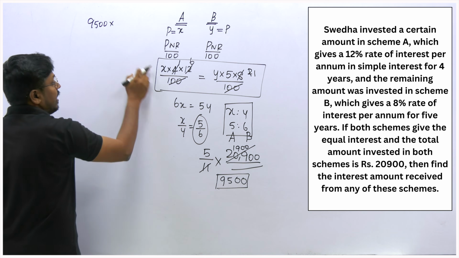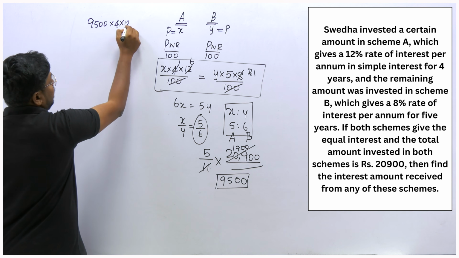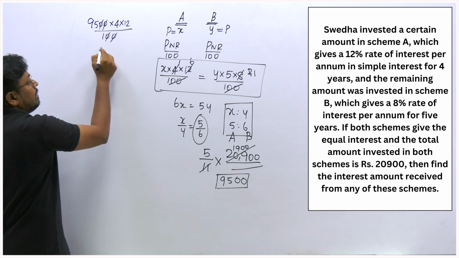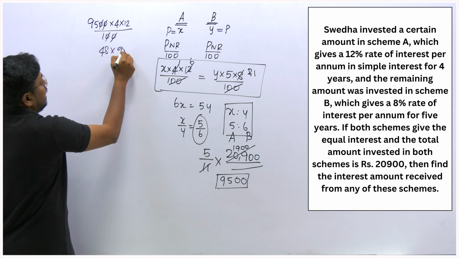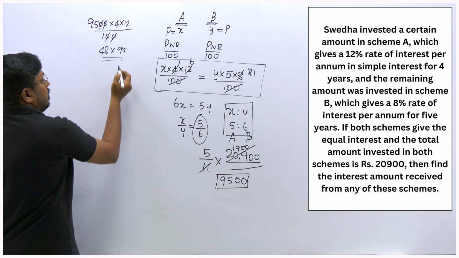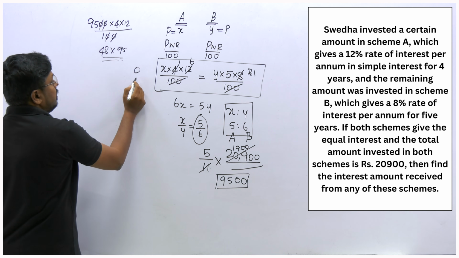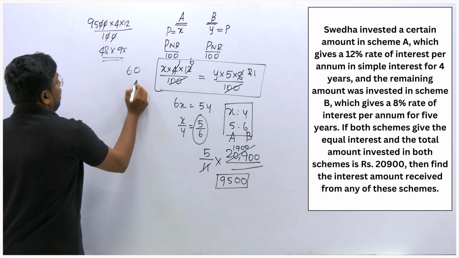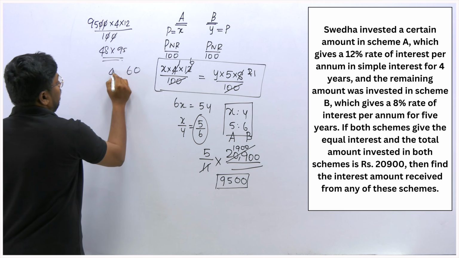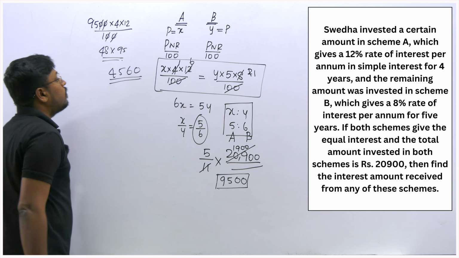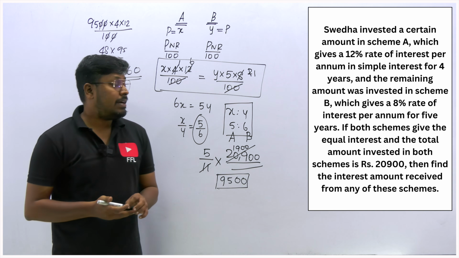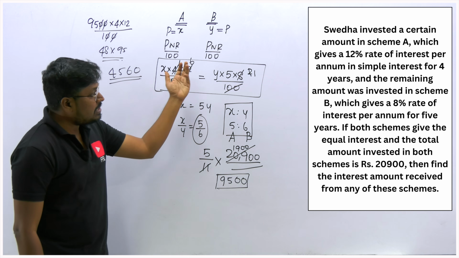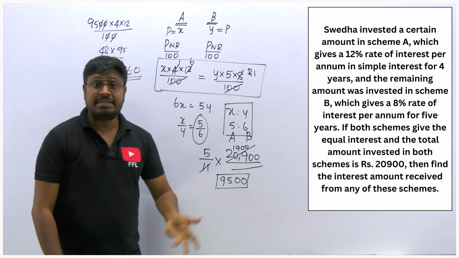So we can substitute in any one of the values, right? So 9,500 into 4 into 12 divided by 100. So we can cancel 0 0 here. So once you multiply, this will be 48 into 95. So 4 9s are 8, 5s are 40, 4 6... 40 4560. So 4560 will be the interest received on scheme A. Similarly, once you substitute here also, the interest will be the same.